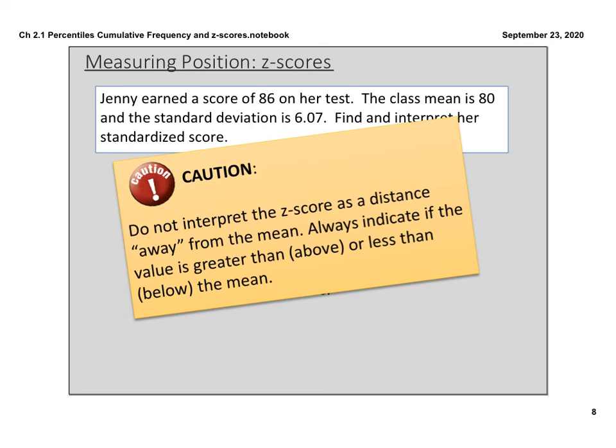One thing that they do make note of, and this is one thing that I also just said on the previous slide, is do not interpret the z-score as distance away. We always want to indicate whether the value is greater than or less than. That's that above or below the mean. Okay, so that's just an AP exam tip, if you will, because they're always going to want to know the direction.